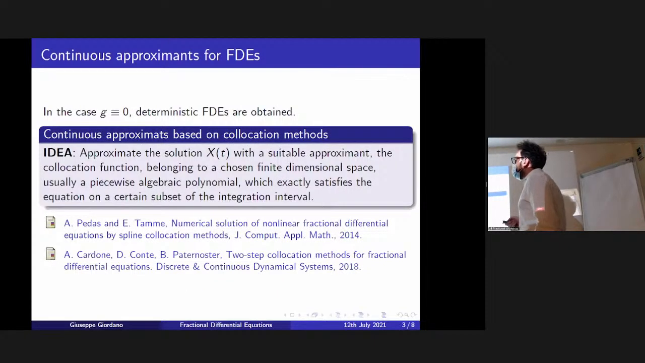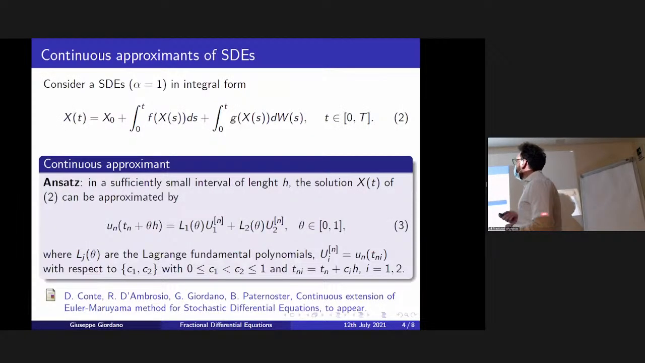And our project is based on two building blocks. The first one is the following. I have a continuous approximant in the deterministic case, so for fractional differential equations, based on the idea of the collocation methods. And these works described very well the procedure of the continuous approximant based on the collocation methods. The second building block is the following.